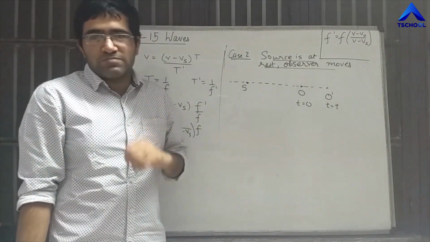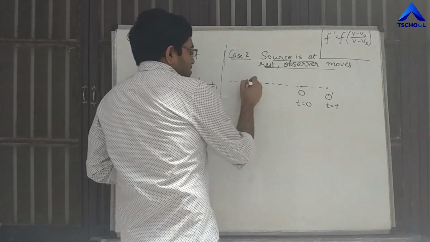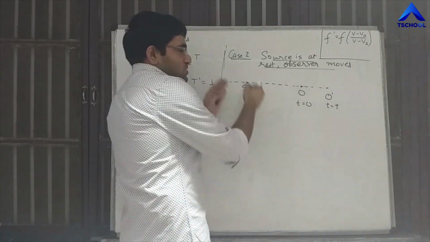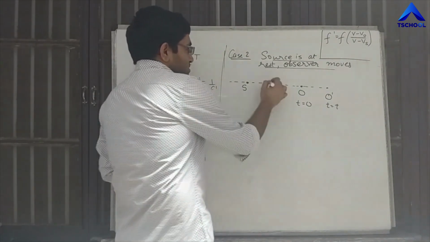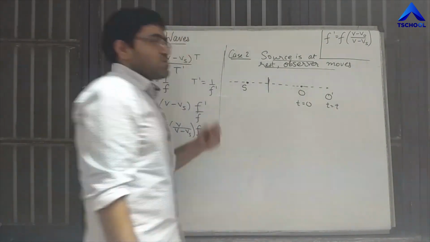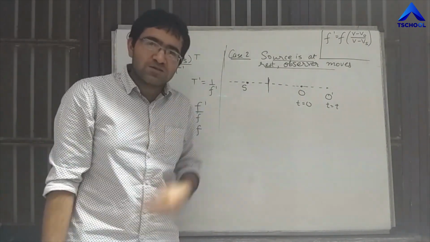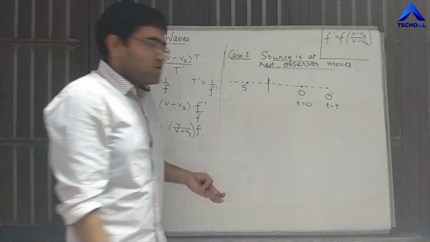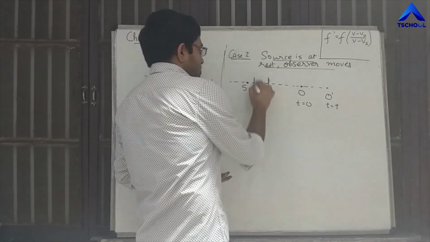What do I mean by that? Let's say at some time this source emitted the first crest and it reached here. Because the source is not moving, the second crest is also going to follow the same kind of time.